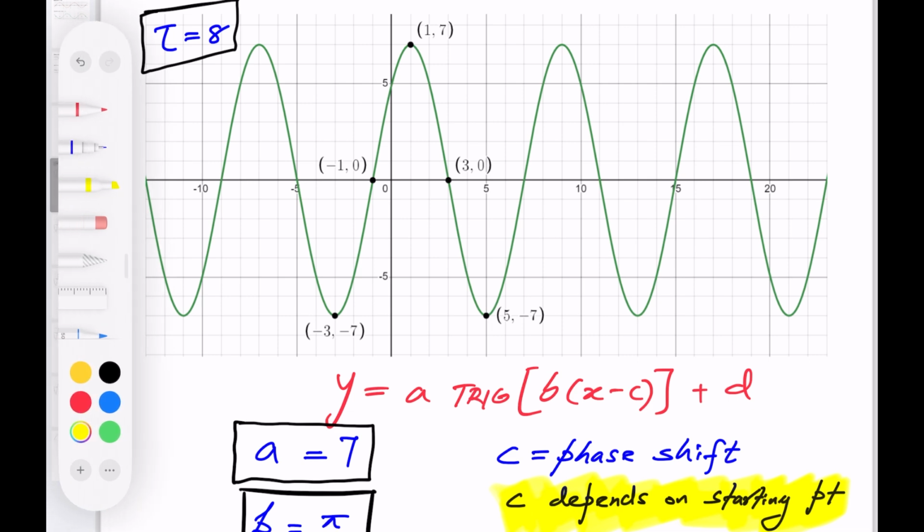Now I need one more value, which is the value of d. d is defined as the vertical shift, or in other words, the shift along the y-axis. In order to determine d, you have to look at the center line. If the center line is the x-axis itself, then d is going to be equal to 0. If the center line is above the x-axis, find the positive distance from the x-axis to the center line, and that will be the value of d.